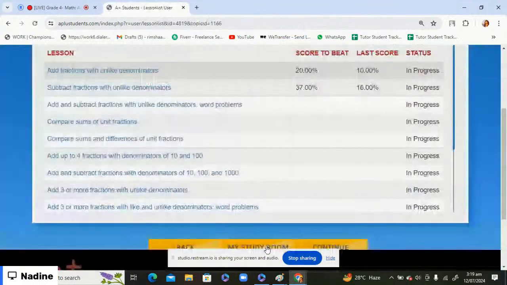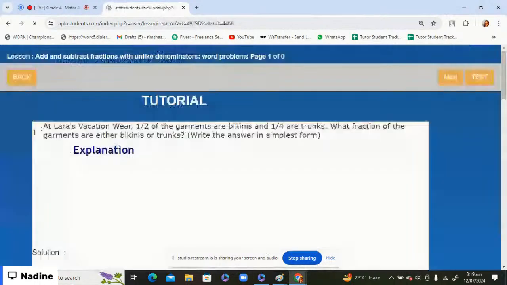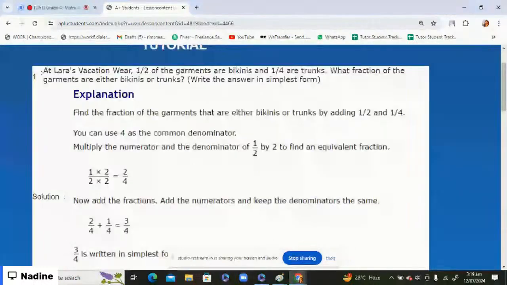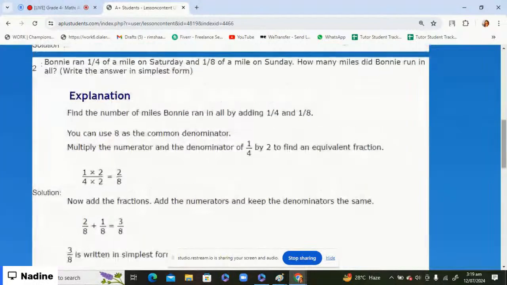So here the third one is add and subtract fractions with unlike denominators, word problems. So here we are going to add and subtract these same unlike fractions but with word problems. So let's start. Bonnie ran 1 by 4 of a mile on Saturday and 1 by 8 of a mile on Sunday. So how many miles did Bonnie run in all?